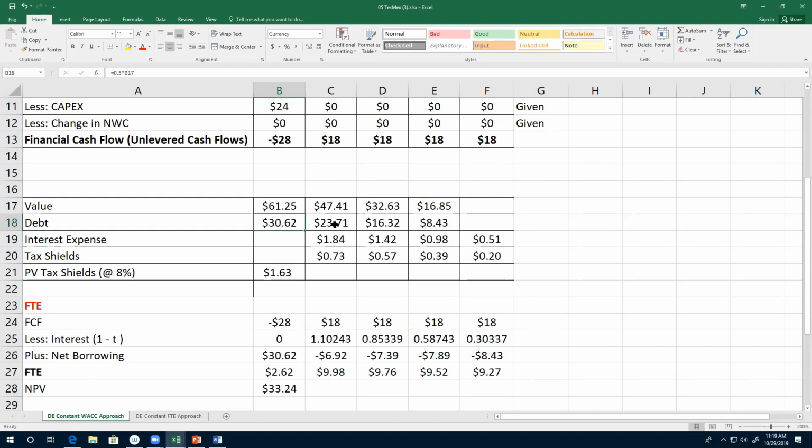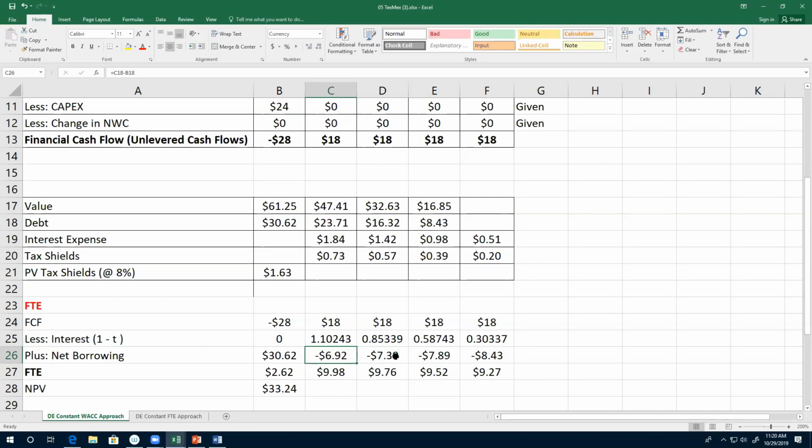But then what happens next year? Next year, your debt level is 23.71, which means that you're paying off about $6 worth of debt next year. So there is no borrowing next year. In fact, if you look at the change in debt, that shows you that your net new borrowing is negative, or basically you are paying off debt. So this negative 6.92 is the difference between these two numbers over here. So this is you paying off debt.